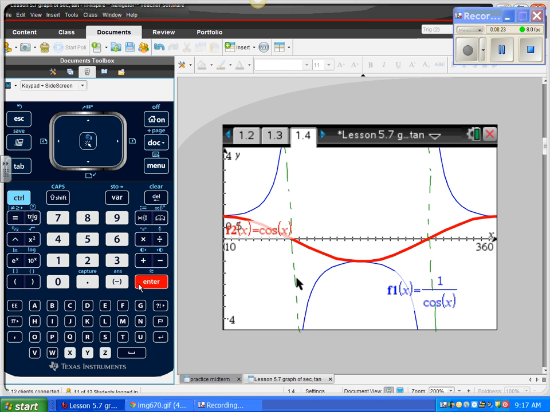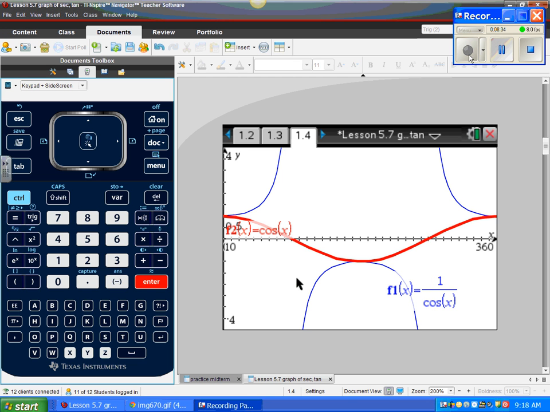You don't need this. Nope, only where the cosine curve crosses through the x-axis. Make sure you label it. All right, so there's your secant curve. Not bad, right?